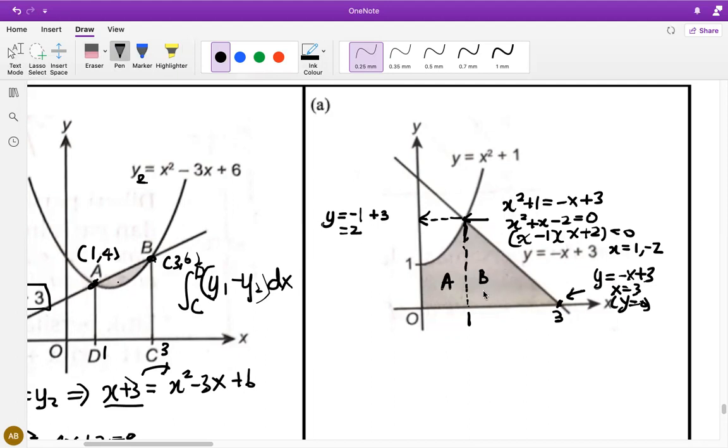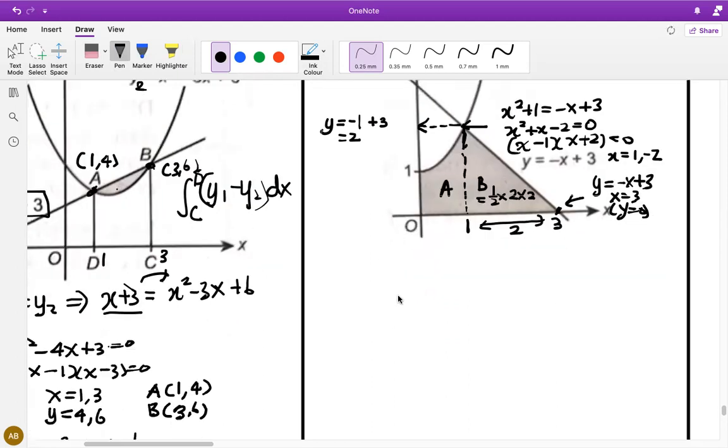So the area of this is 1 over 2, triangle, right? 1 over 2 times 2 times... Okay, this difference is 2, so times 2. Therefore, it is 2. So now we can find the area of the shaded region.